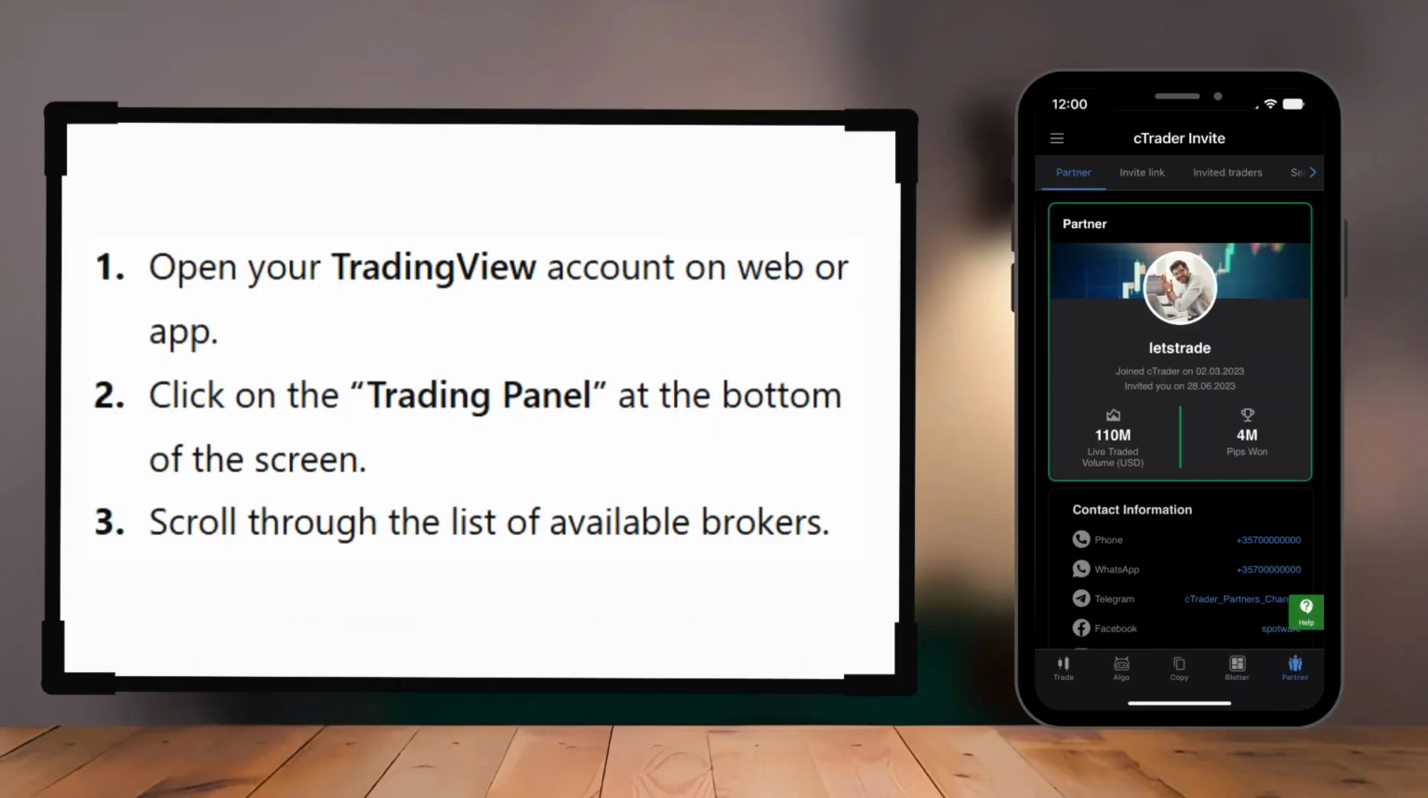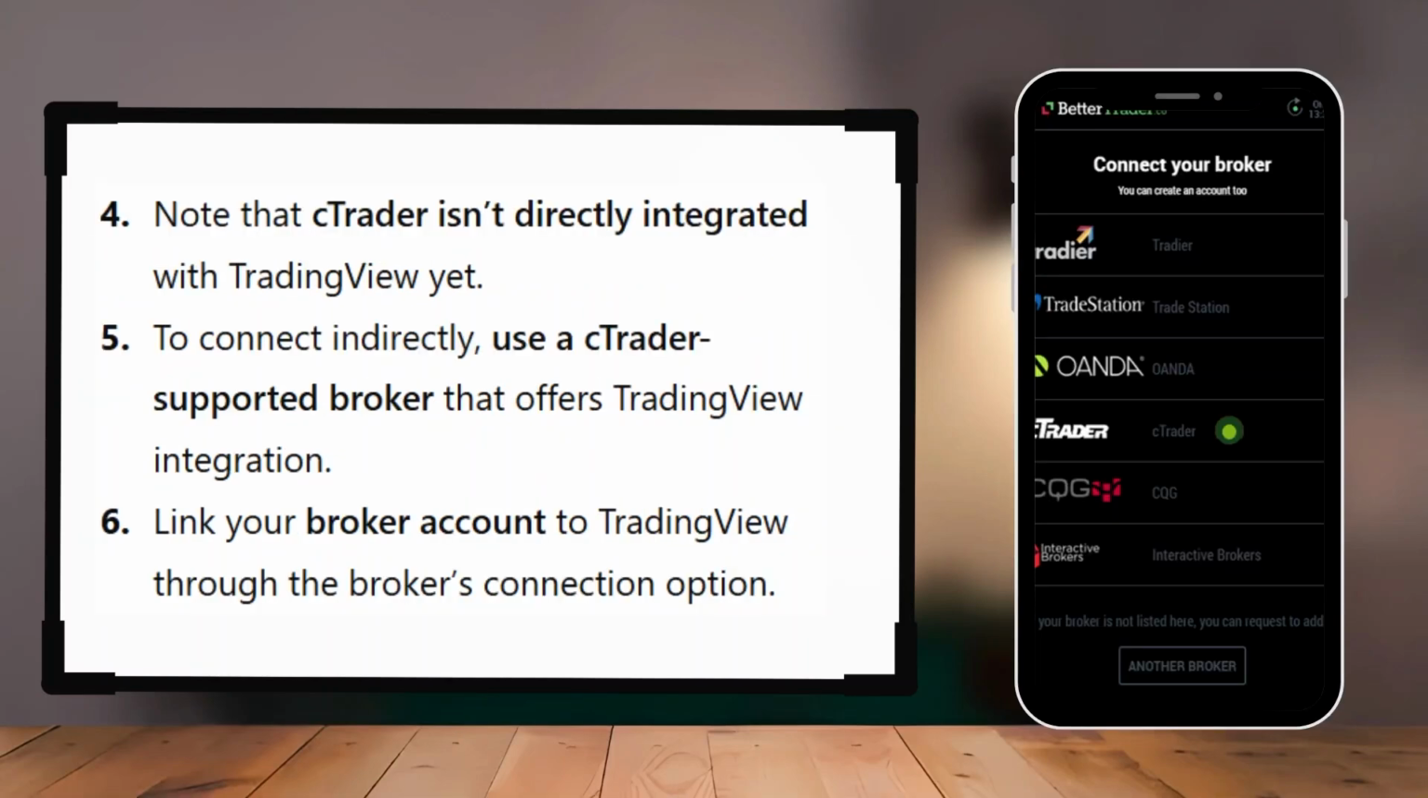First, open your TradingView account on the web or app. Now, click on the Trading panel at the bottom of the screen. Scroll through the list of available brokers. Note that CTrader is not directly integrated with TradingView yet.